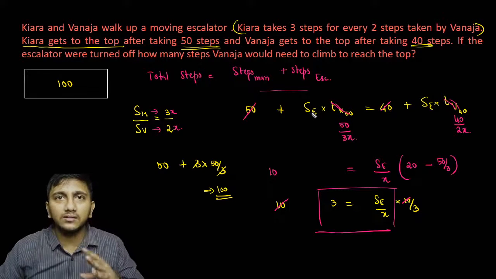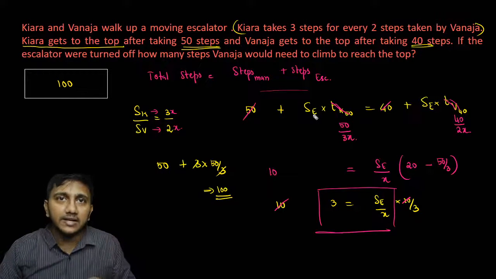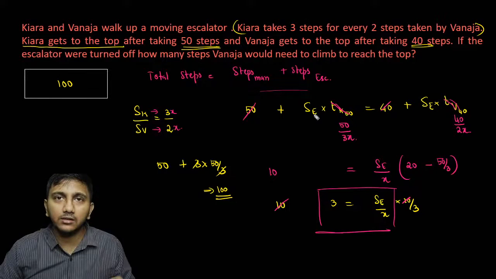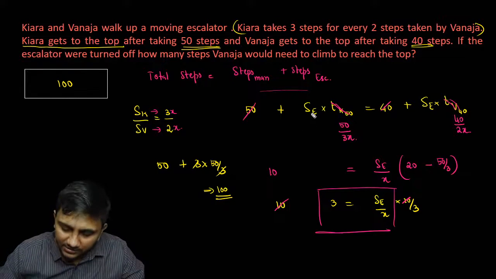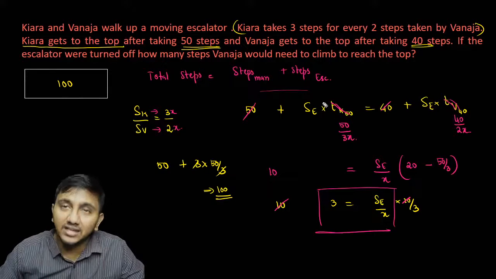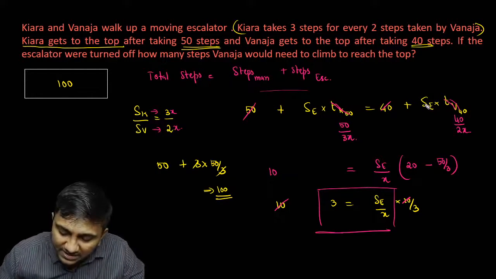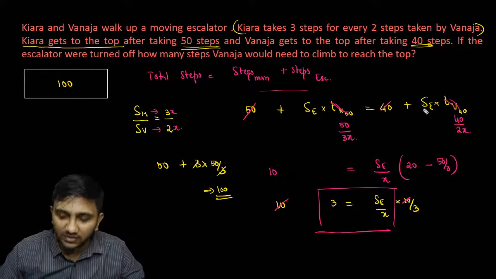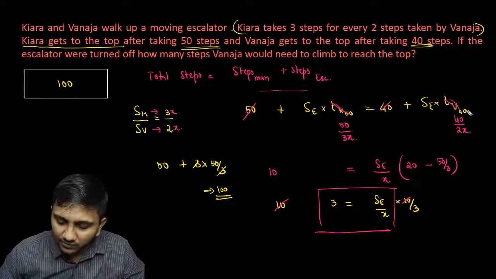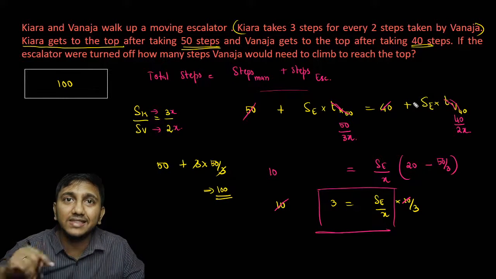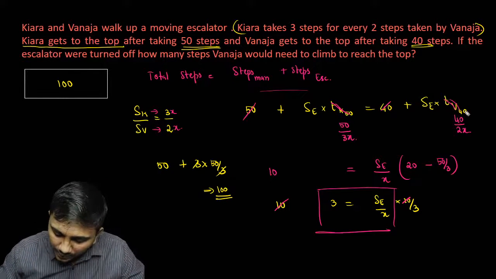Speed of the escalator is in terms of steps per second here. Okay, SE is in terms of steps per second. So steps per second by the escalator into the number of seconds that Kiara took to cover 50 will give the total number of steps taken by the escalator. Similarly, steps per second by the escalator, which is the speed of the escalator, into the time taken by Vanaja to take 40 steps will give you the total number of steps taken by the escalator in that case. So that's why we got these two.